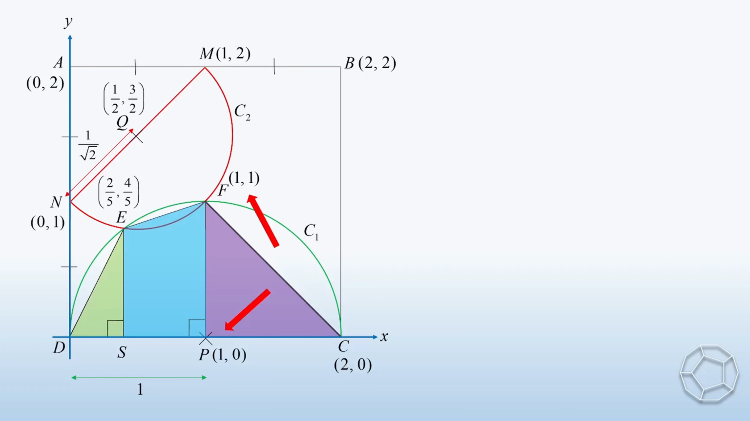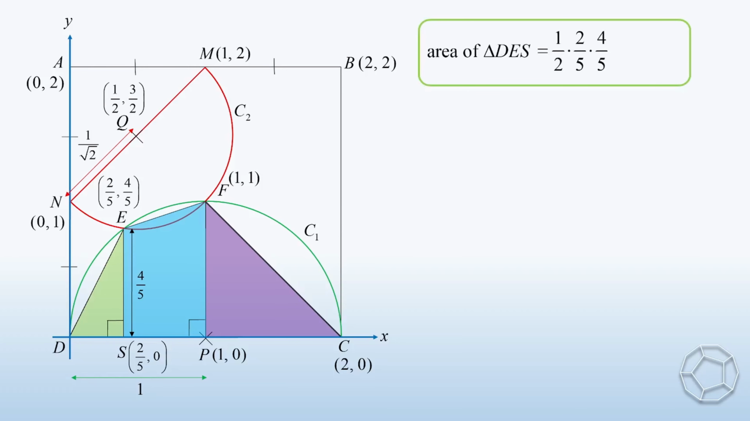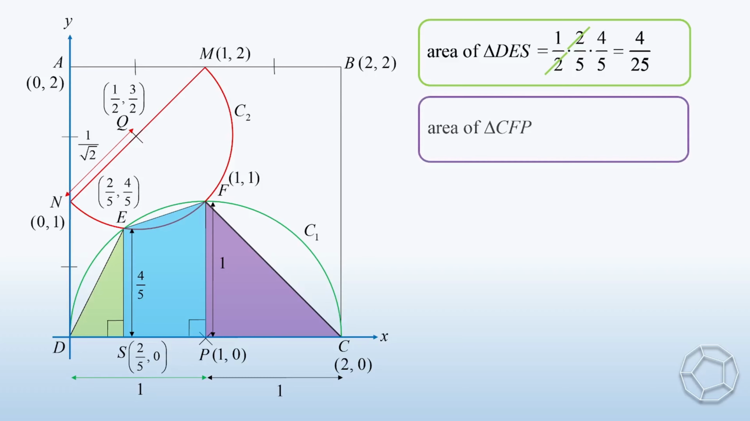Let's work out the area of each part one by one. For the green triangle on the left, we have S is equal to (2/5, 0). It is because it has the same x-coordinate as the point E above, and the height is clearly 4/5. So the area is equal to 1/2 times the base 2/5 times the height 4/5, which is equal to 4/25. For the purple triangle on the right, it is even simpler. Both the base and the height are 1, so the area of the triangle is equal to 1/2.